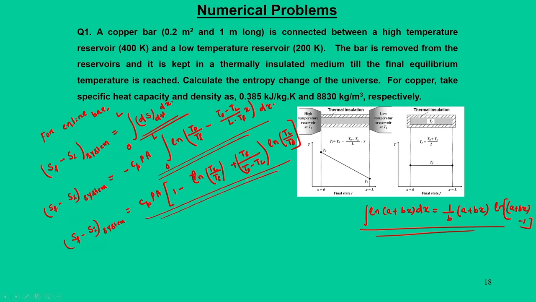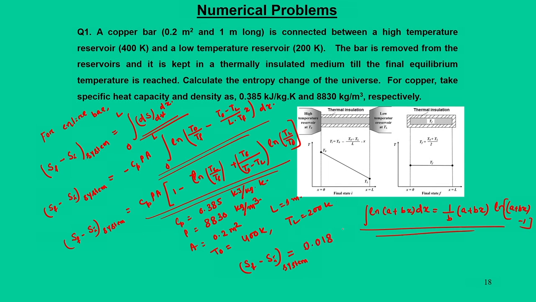So, here we have all the parameters: Cp 0.385, rho 8830, then A 0.2 meter square, length is 1 meter, T0 hot temperature 400 Kelvin, TL 200 Kelvin. By putting them, we can find out Sf minus Si for the system, which is equal to 0.018 rho A Cp, and this number is 12.2 kilojoule per kg Kelvin.